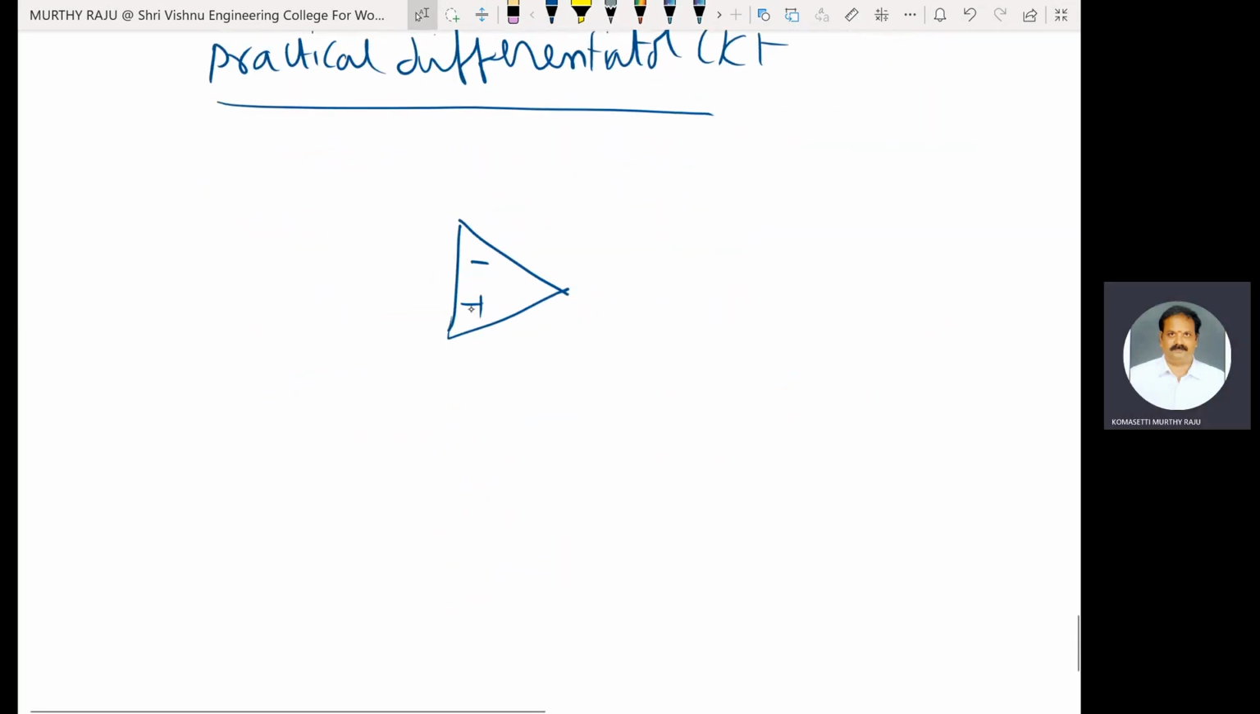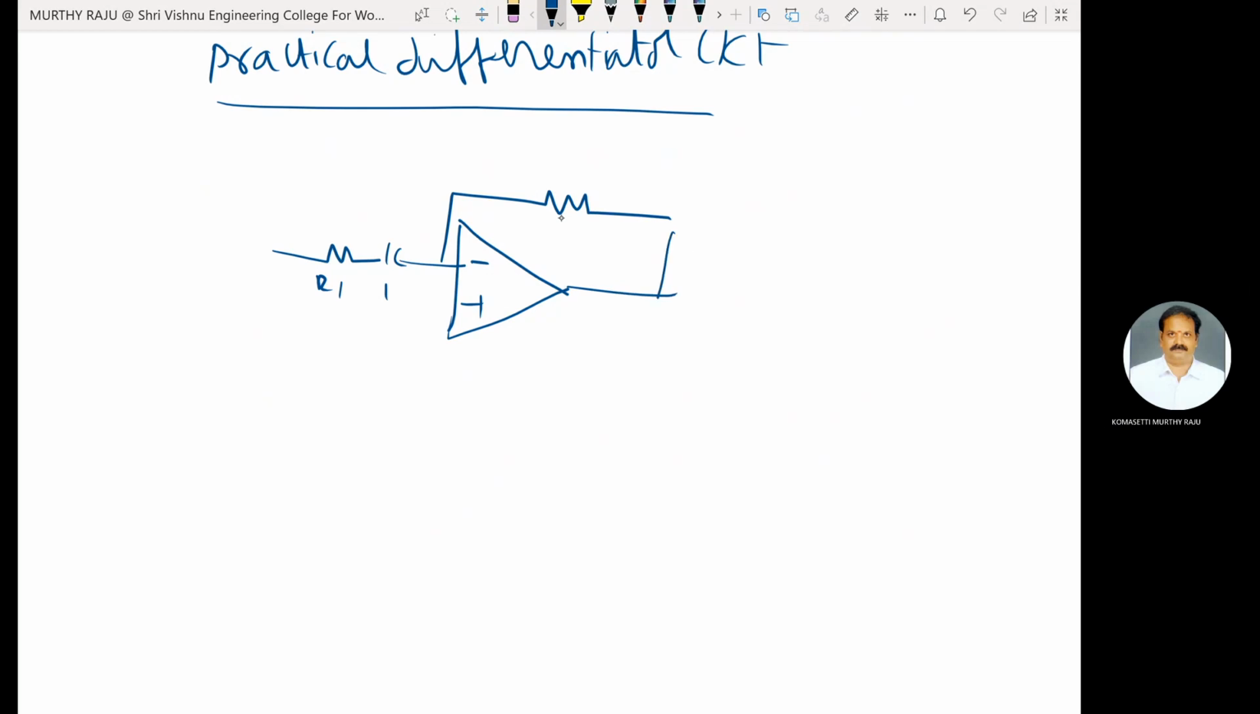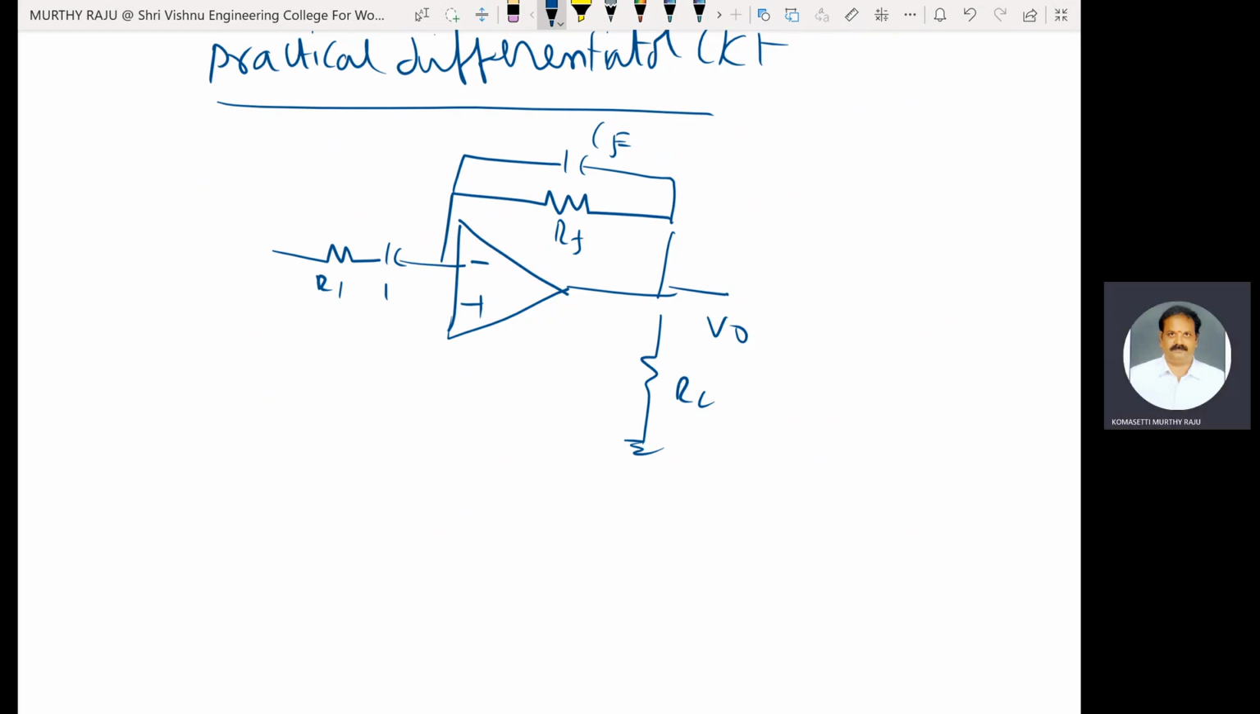This one is minus, plus. R1 and C1, and this one is RF, and CF is connected here. This is RL. This is V0. This is the practical differentiator circuit. This one is V in.